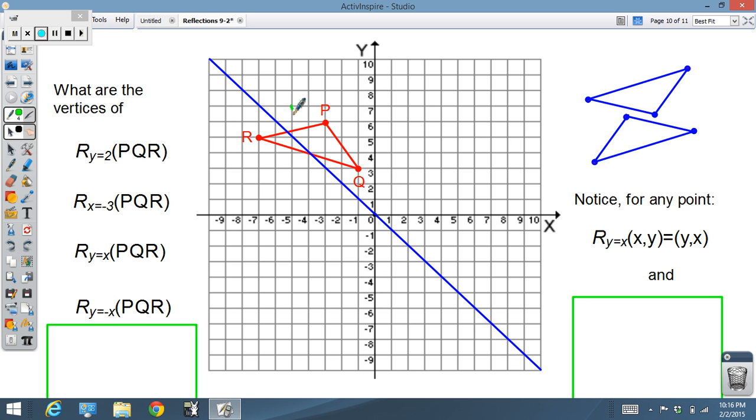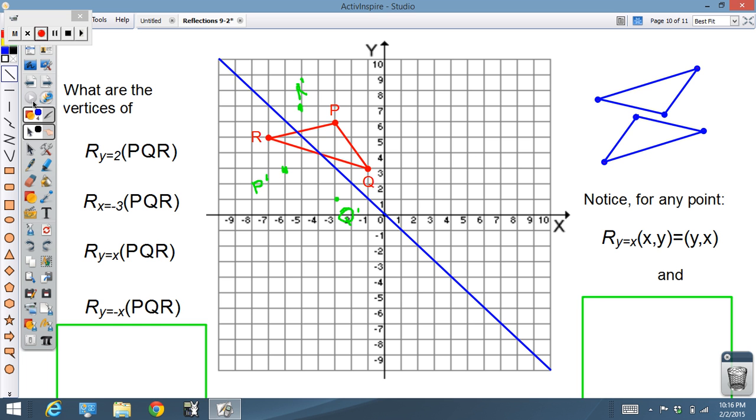Right, over 1. Across there's R prime. P prime. We got 1.5 diagonals. Go over here for P prime. Q, I go over 1 diagonal. Over here, on the other side, Q prime. Connect the dots. We have a figure that looks like this, and this, and this. And there's our reflected image across the line y equals -x.